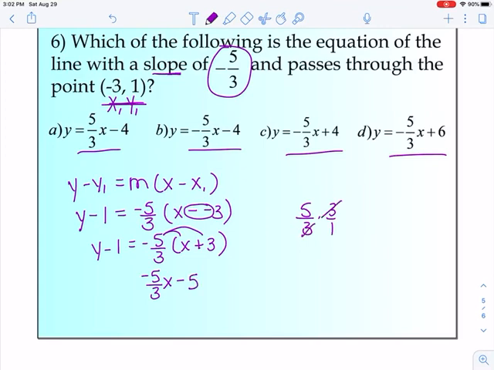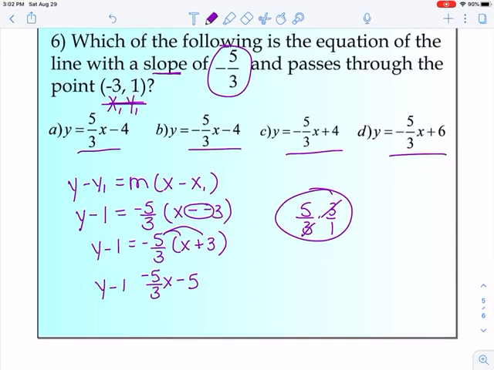Okay, you can actually do that in your calculator too if you want to. And on the left-hand side, I'm going to have the y minus 1. The only other thing that I need to do here in order to get y by itself is going to be to add 1 to both sides. And those will cancel. So I'm going to have y equals negative 5/3 x, and negative 5 plus 1 is going to give me a negative 4.